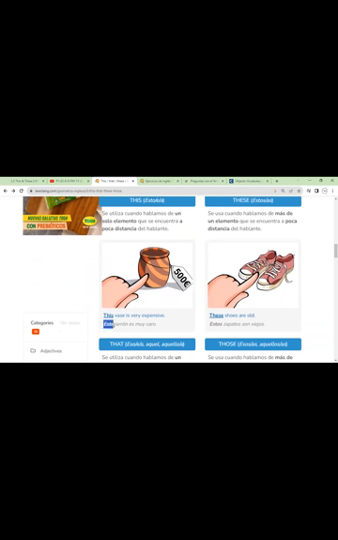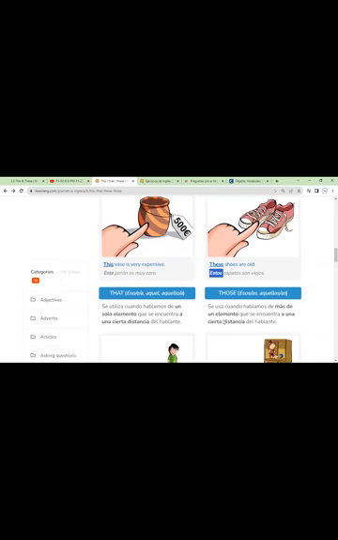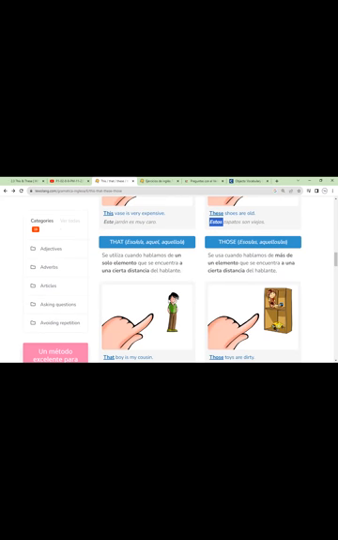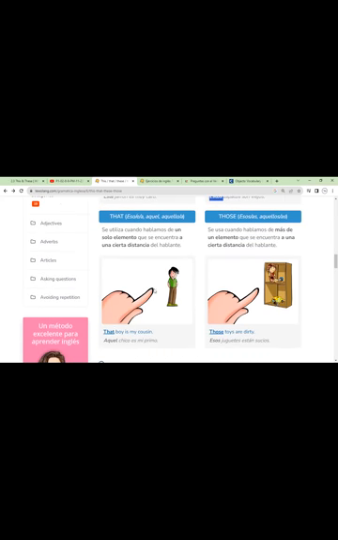Okay, it's close, right? It's near. Look at the plural. These shoes are old. These, okay, plural. This, singular. These, plural. Now, we also have that. But that is when it is not near.